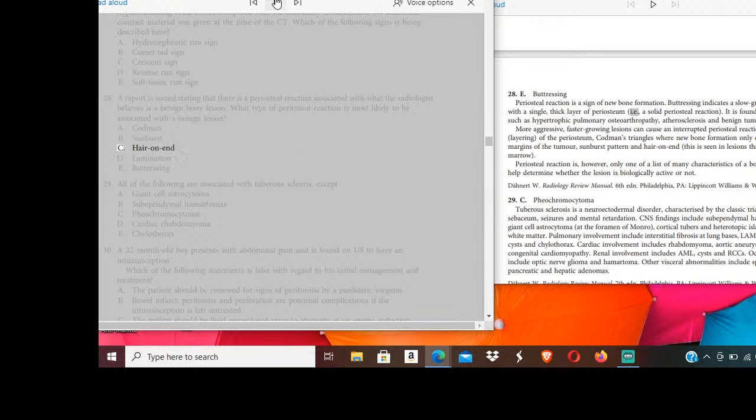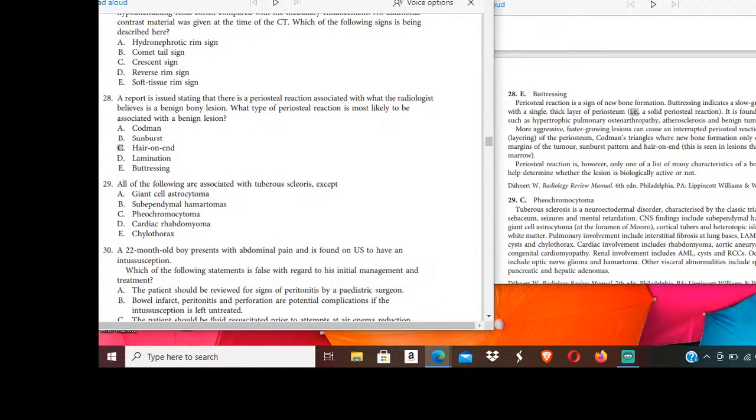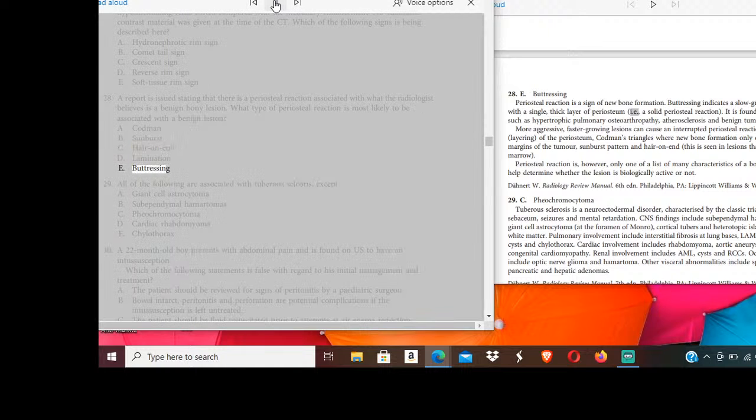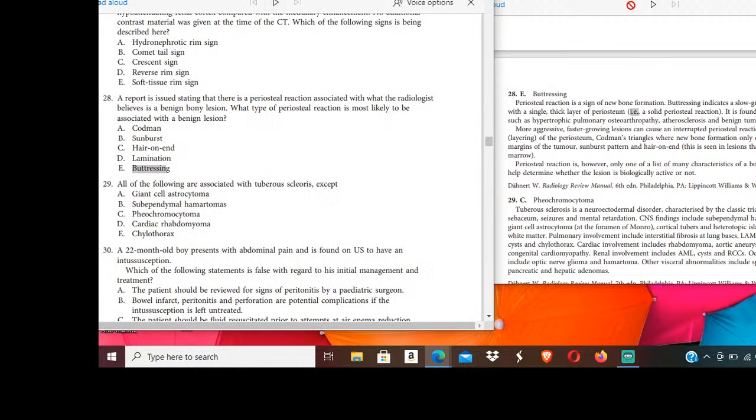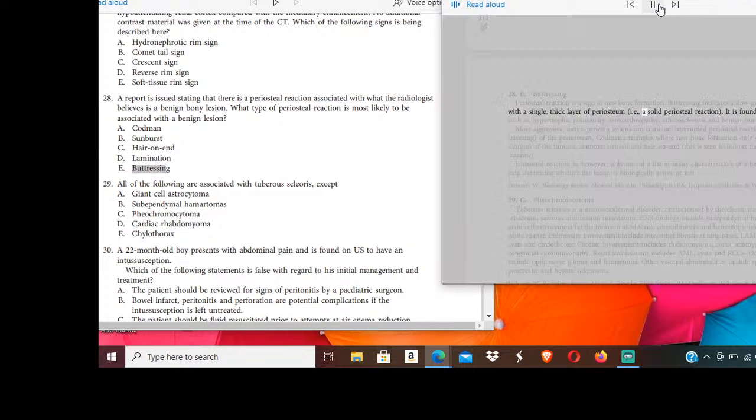A. Codman. B. Sunburst. C. Hair-on-end. D. Lamination. E. Buttressing, i.e. a solid periosteal reaction. It is found in conditions such as hypertrophic pulmonary osteoarthropathy, atherosclerosis, and benign tumors.